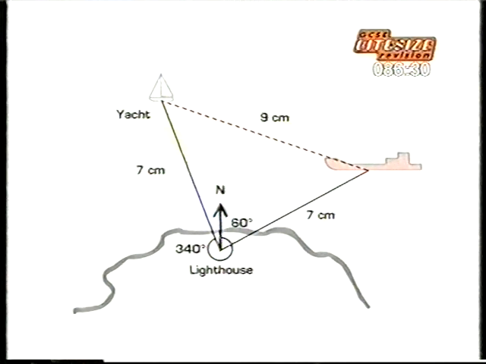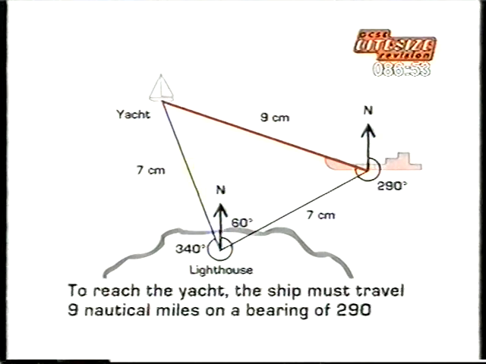To find the direction the ship needs to travel, we need the bearing of the yacht from the ship. If you want the bearing from the ship, this means starting from the ship. Imagine facing north and measure the angle from north round to this line joining the ship to the yacht. This angle is about 290 degrees. So the answer is that the ship must travel 9 nautical miles on a bearing of 290 degrees to reach the yacht. Note that when giving bearings, you don't need to include degrees, as this is assumed. So we can write 290 and not 290 degrees.